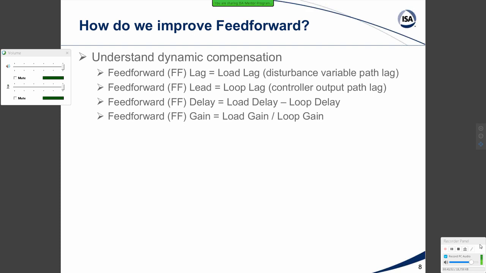So here we want to look at what do we do if we're going to have to do this on an individual PID loop. And we have some individual rules here. The feed-forward lag should be set equal to the load lag, which is in the disturbance variable path if we go back to that block diagram. The feed-forward lead then is set equal to the loop lag.